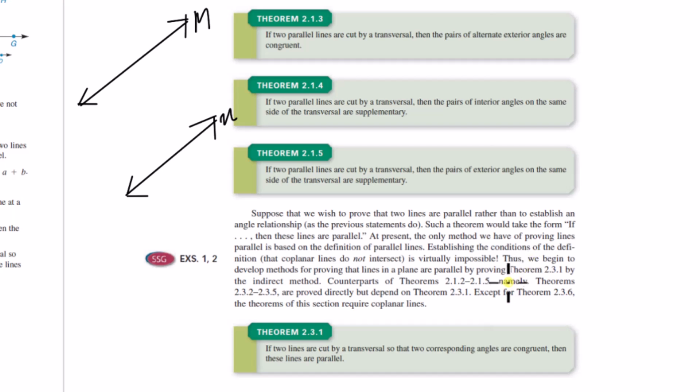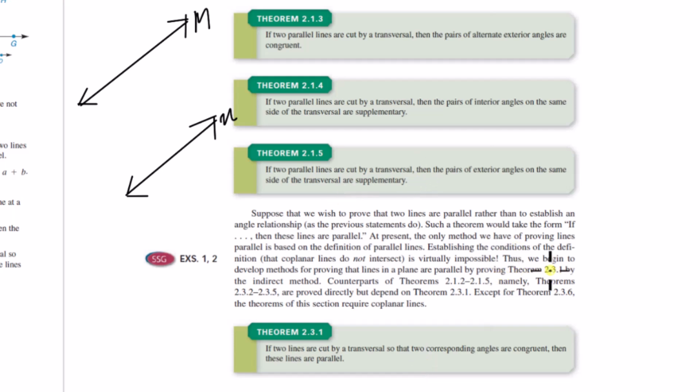Okay, so to prove that lines in a plane are parallel, we're going to start by proving this theorem here. If two lines are cut by a transversal so that two corresponding angles are congruent, then these lines are parallel. So here they're saying that if we have two lines and we want to see if they're parallel, we cut them by a transversal and show that just two of the corresponding angles are congruent. Not all of the corresponding angles, just one pair congruent, then you've proven that the lines are parallel.